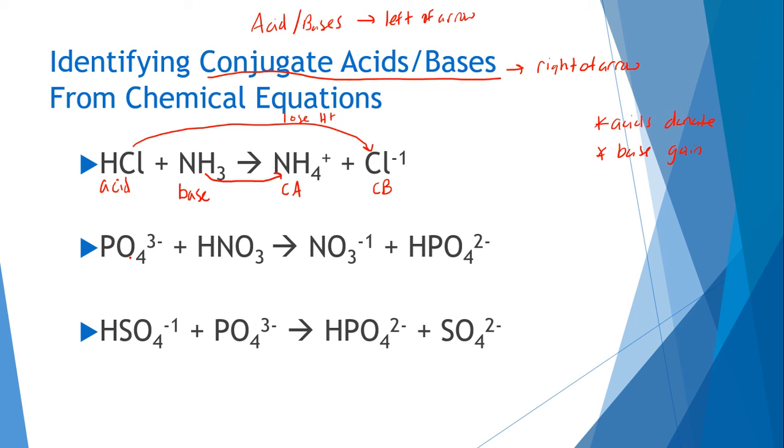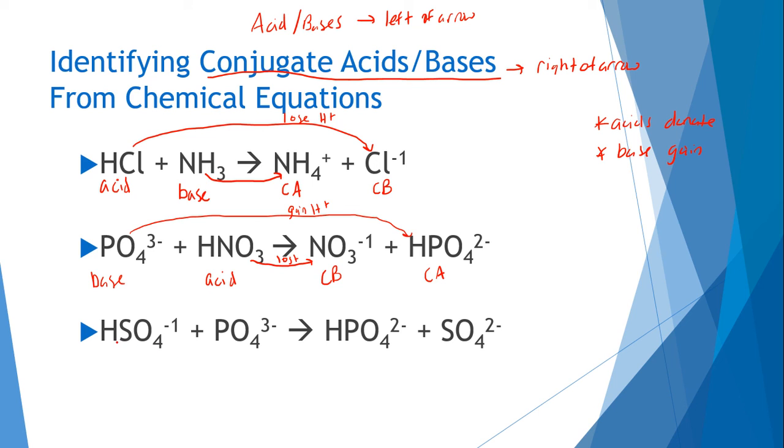Down here, if you're looking at it, PO4 3 negative, to get over to here, I had to gain an H plus. So that makes this one my base. Here, I lost, so this one makes it my acid. So if this was my acid, the opposite would be my conjugate base. And if this is my base, the opposite would be my conjugate acid.